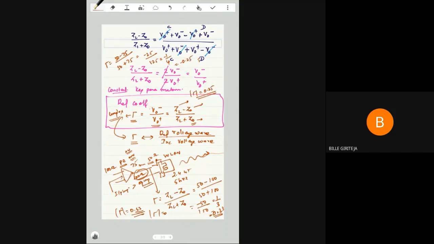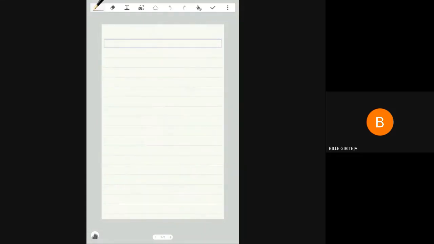So which is better, 0.33 or 0.25? This is better because it's close to 0, because the impedance of 75 is closer to 50 compared to 100 is to 50, correct? So how much the impedance is varying, I can find out by using this gamma. This is a very important quantity. So how much the impedance varies in the transmission line, I can find out by using the gamma.